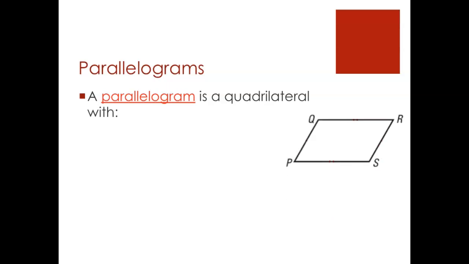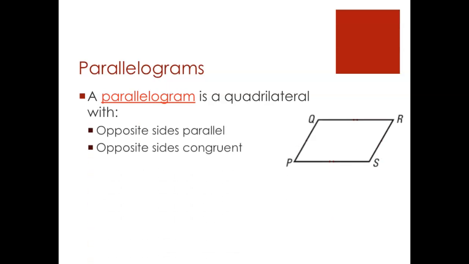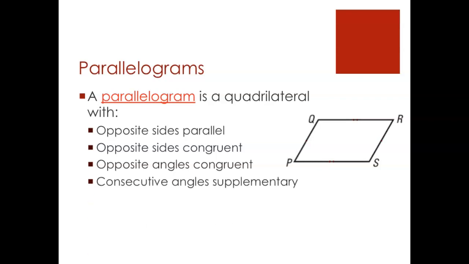Now a parallelogram is a quadrilateral that has opposite sides that are parallel, opposite sides that are congruent, opposite angles that are congruent, consecutive angles that are supplementary, and diagonals that bisect each other.